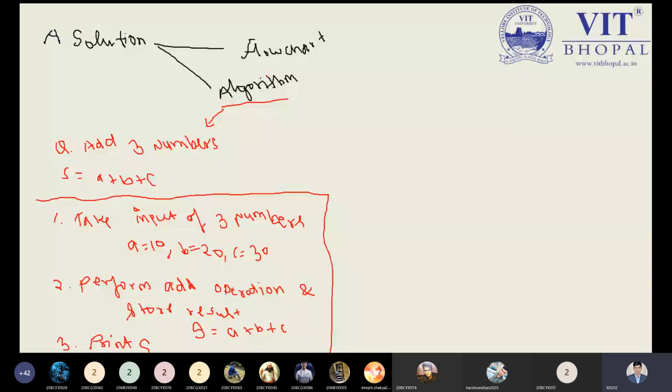The algorithm means the step-by-step solution of the problem. So the solution I have written step by step in general statements, in English, like: take input of three numbers, as I have taken here. And what is the next step to be performed? Perform the addition operation and store the result in s, and then print s.